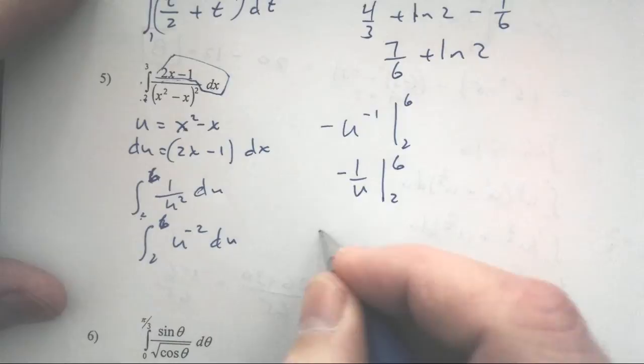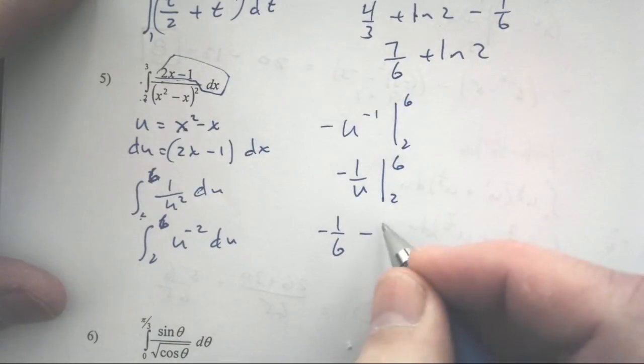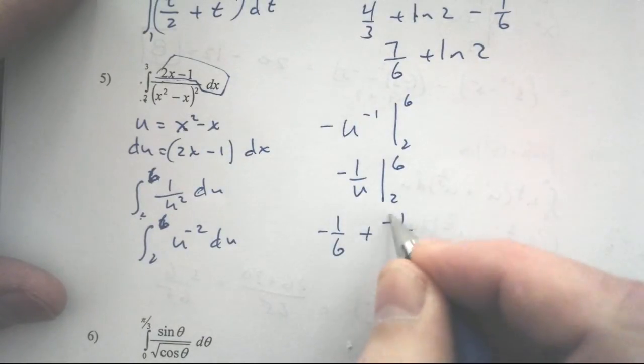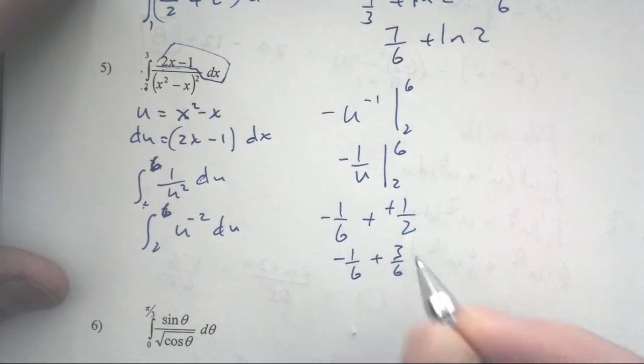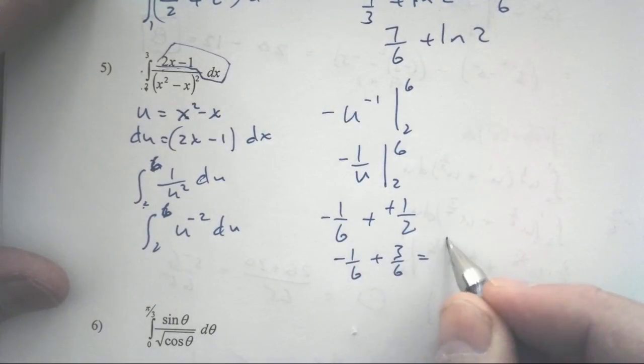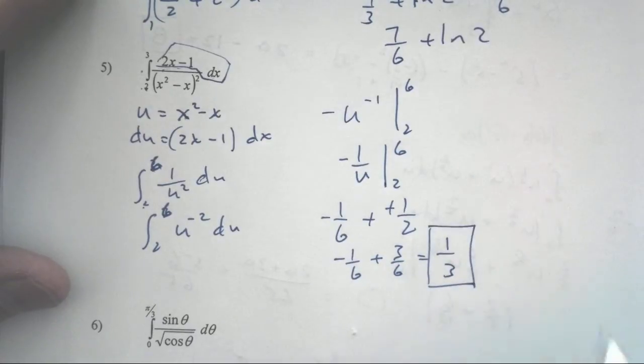So I get negative 1/6 minus negative 1/2, or negative 1/6 plus 3/6, 2/6, 1/3.